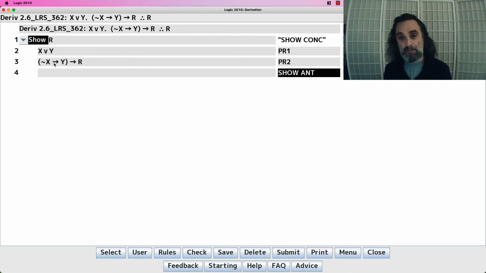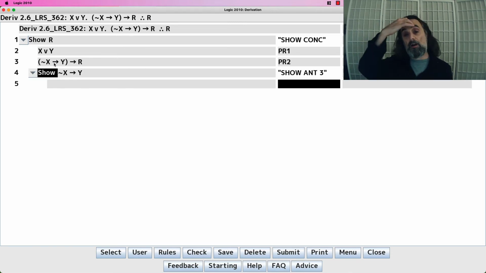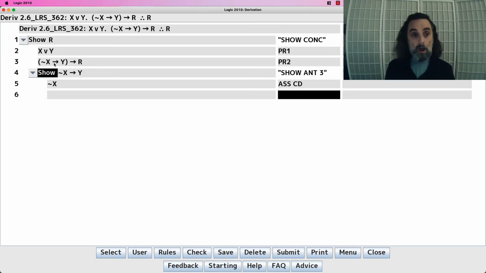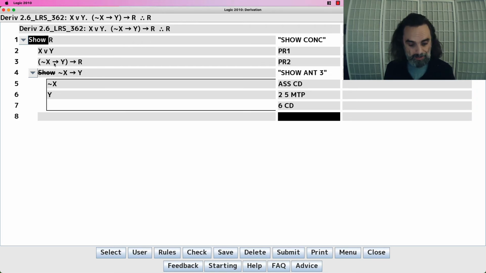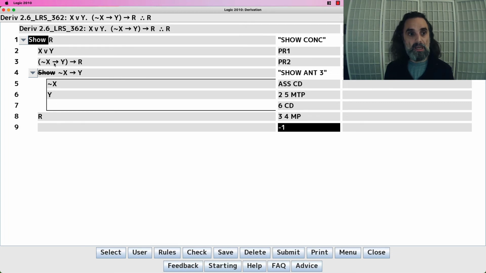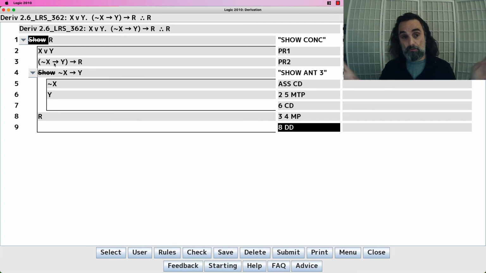We'd say show antecedent of 3. We have if not x, then y. Well, we'll assume antecedent using assume CD, giving us not x. Oh, we can do MTP with 2 and 5, giving us y, which is the consequent of what we're trying to show right now. So we can apply CD to box and cancel that line. And now we can do 3, 4 modus ponens, giving us our direct derivation, and we're done.